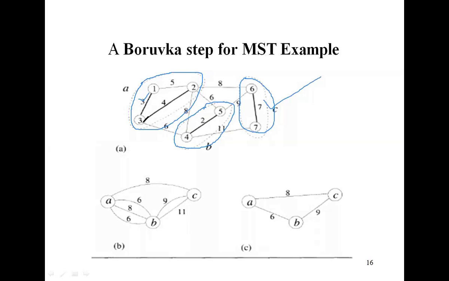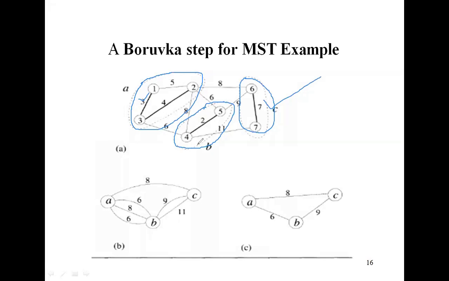From 3 to 4, there is an edge with cost 6. We represent from A to B an edge with cost 6. Then 2 to 4, there is an edge with cost 8. So the cost of this edge from A to B is 8. Now 2 to 5, the cost is 6. Now represent from A to B with cost 6.